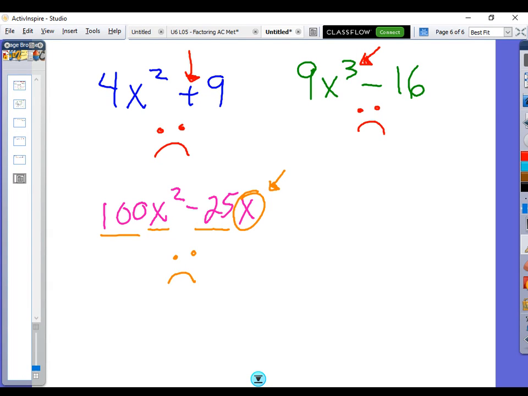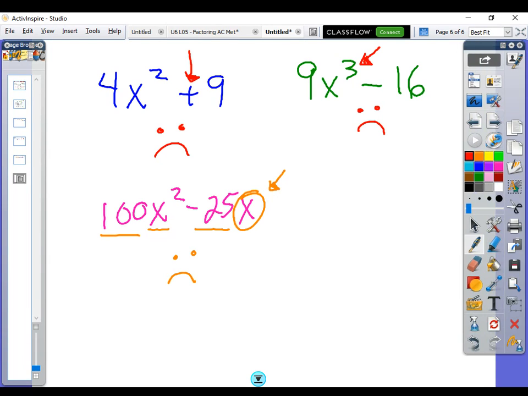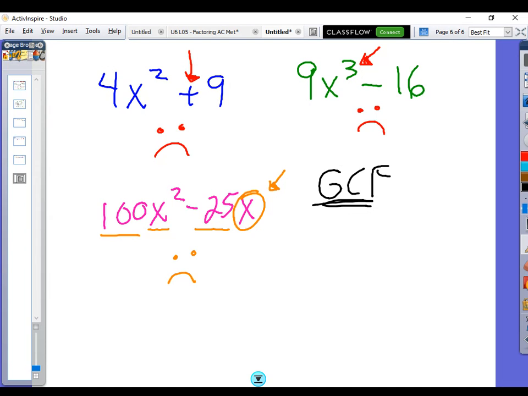So in this one, actually, this last one, this pink one, it's actually a really good example of something that's not the difference of two squares, but it's actually just a GCF problem. So very often, if it's two terms and it doesn't have everything we're looking for, then it's probably going to be a GCF, right? So if you look at 100x squared minus 25x, they actually have 25 and x in common. So you could divide that out, right?